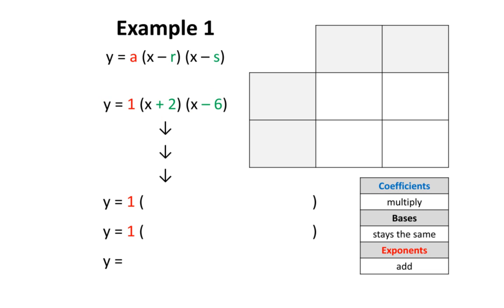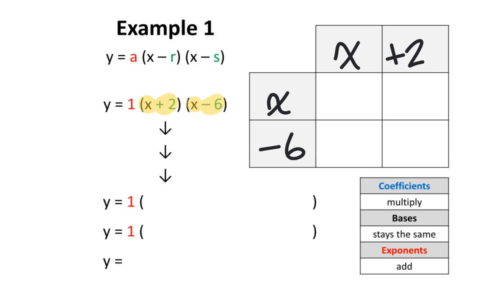The table to the right is going to help us do that. We're going to start with the variable of x and we're going to place it over here. Next, we're going to take positive 2 and we're going to place it over here. Next, we're going to take the variable of x and place it over here. And last, we're going to take -6 and place it right over here.